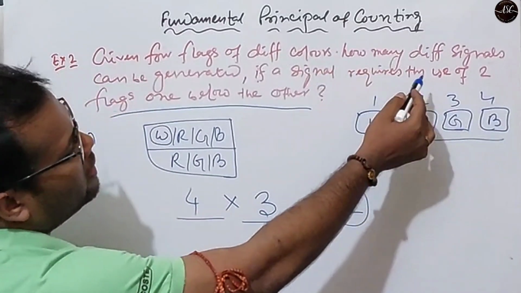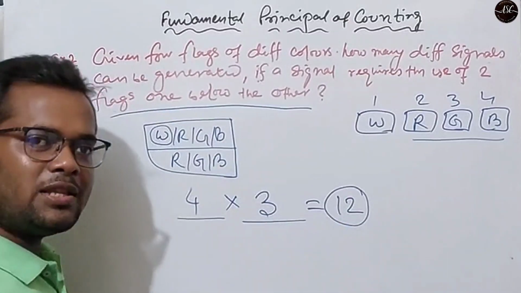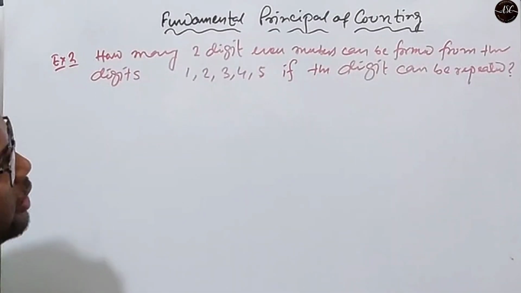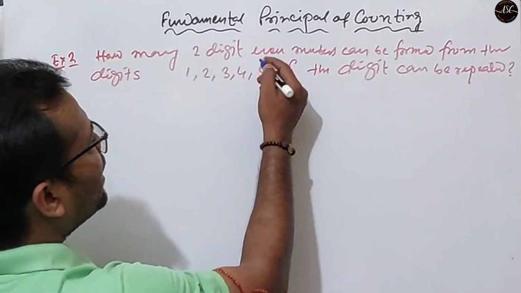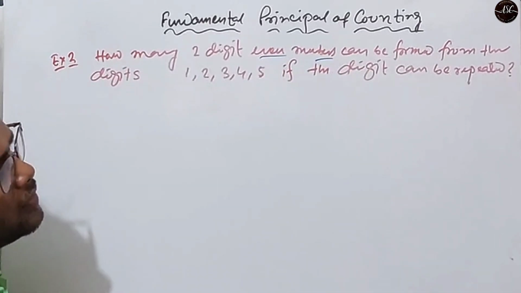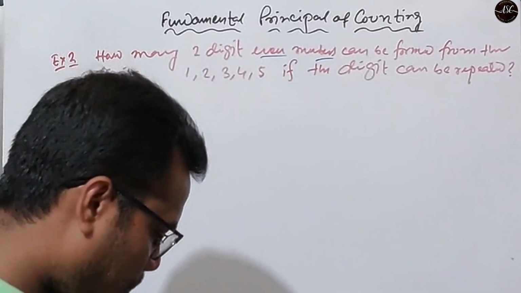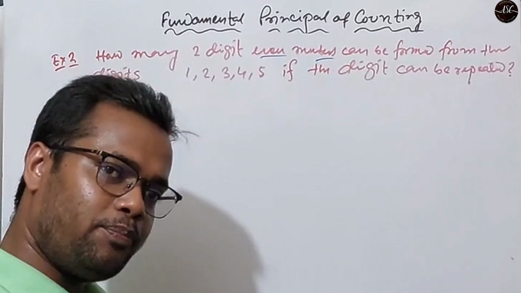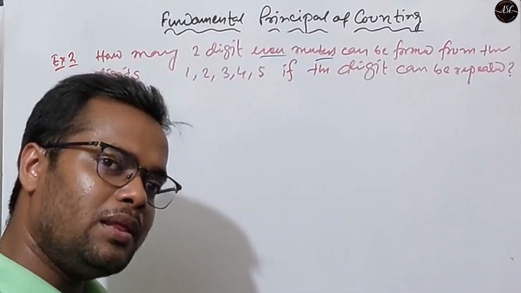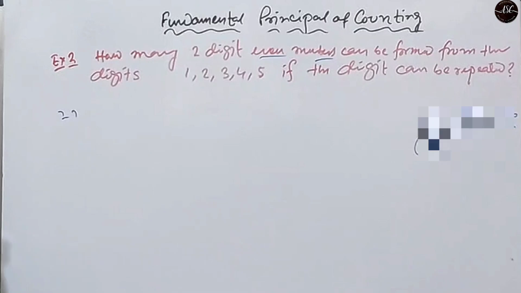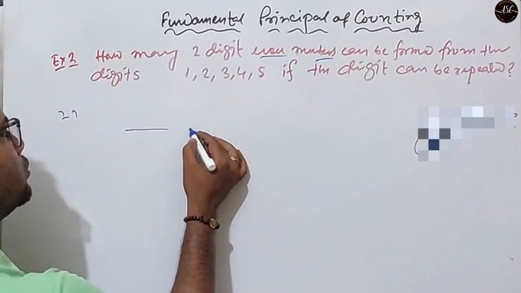So how many different signals can be generated? 12 different signals can be generated. Okay, very simple. Just look at this example. How many 2-digit even numbers can be formed from the digits 1, 2, 3, 4, 5 if the digits can be repeated? Here you have to find the even number, that is, a number divisible by 2.